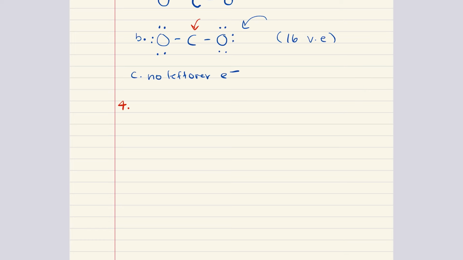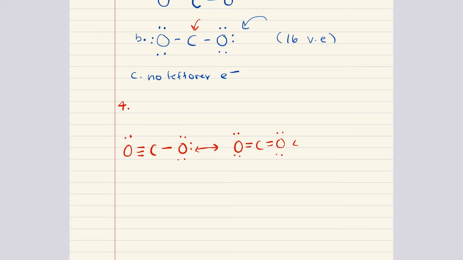We can form a triple bond between one carbon-oxygen bond, keeping the other carbon-oxygen bond as a single bond. Or we can form a double bond between each carbon-oxygen bond. Or we can draw a triple bond between the other carbon and oxygen bond. So we can have something that looks like this.